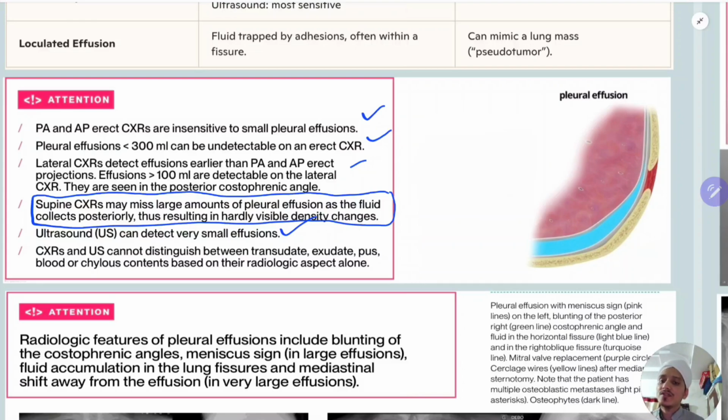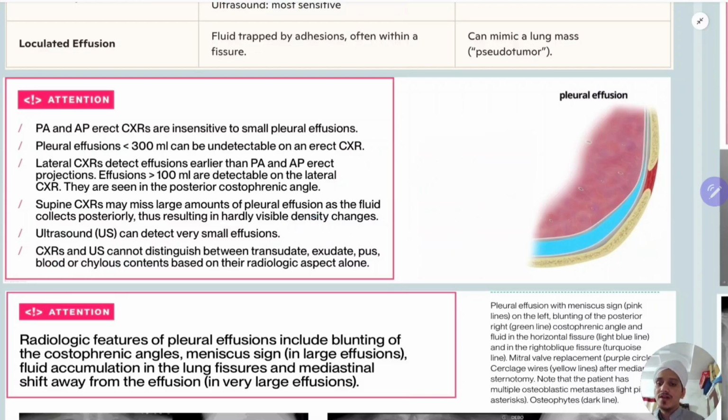Chest X-rays and ultrasound both cannot distinguish between transudate, exudate, pus, blood, or chylous contents based on their radiological appearance alone. Ultrasound can give a clue, and even chest X-rays, if you see some loculations as I have explained, can give a clue. But they can't by themselves distinguish between transudate, exudate, hemothorax, empyema, and chylothorax. That should be kept in mind.